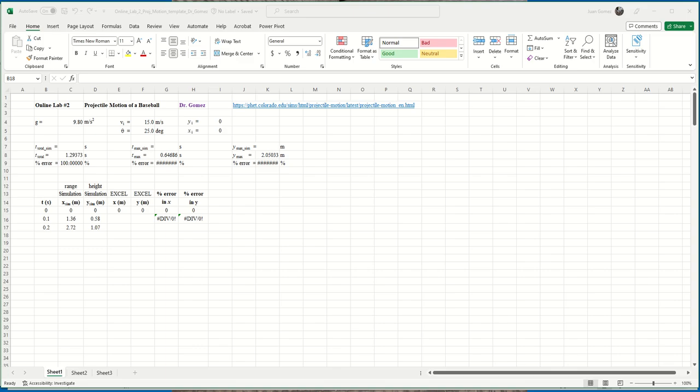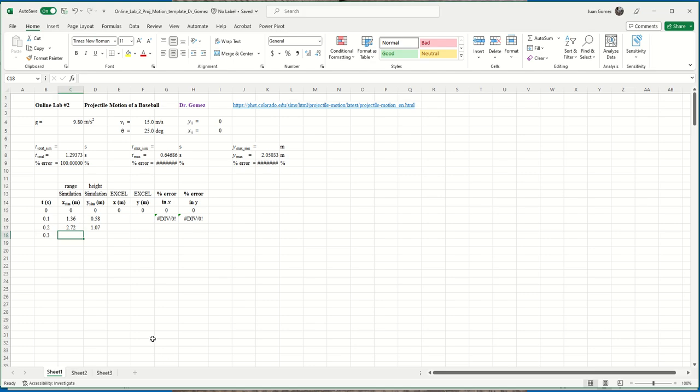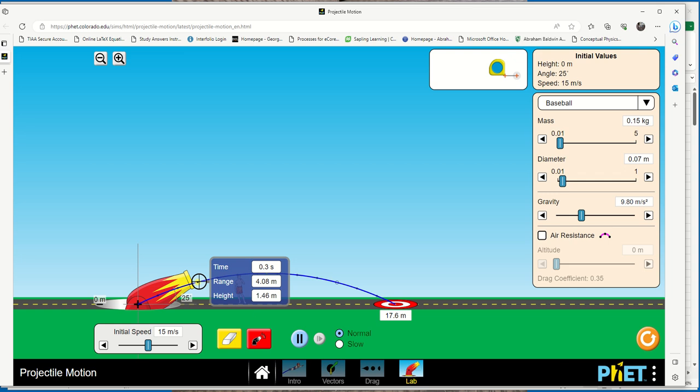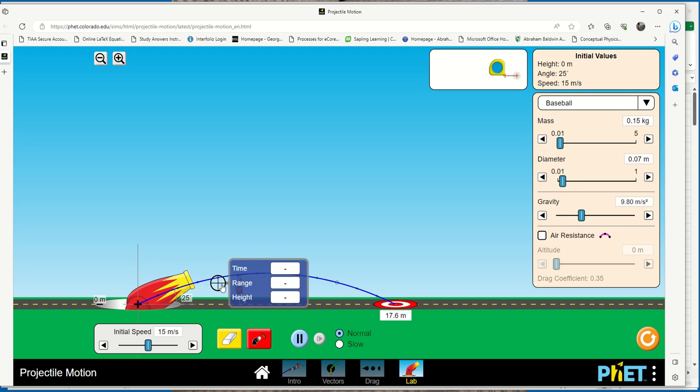So my time is 0.3. My range, which is x, is 4.08. And the y value at 0.3 seconds, the height at 0.3 seconds, is 1.46. And you get the idea. So you just keep going. It's a tenth of a second each, except notice you're going to go to 0.6.